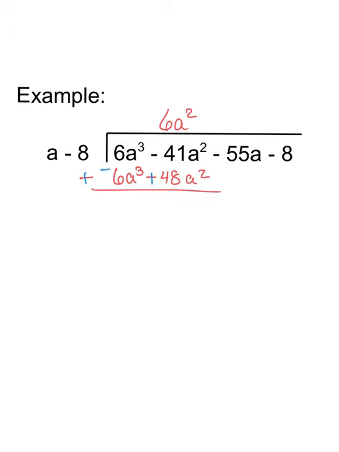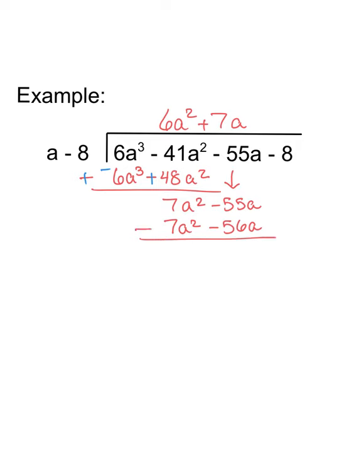Now when I subtract, 6a to the third plus negative 6a to the third is 0. Negative 41 plus 48 is 7a squared. Carry down your next term, minus 55a. Again, I want the first terms to cancel. So a times what gives me 7a squared. Hopefully you come up with 7a. 7a times a is 7a squared. 7a times negative 8 is negative 56a. We're going to subtract.